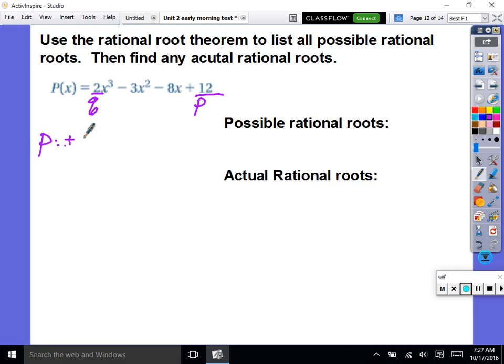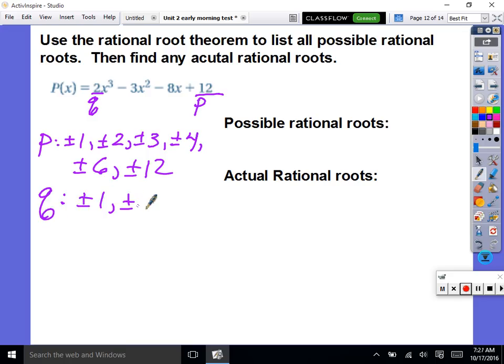Factors of P plus or minus 1. There's a lot. 2, 3, 4, 6, and 12. And then Q is plus or minus 1, plus or minus 2, right? Do all P over Q's, list out P over Q. That would be possible, right? Then actual, wouldn't we just put it in our calculator and then test it using synthetic division, everybody? Now I look for whole numbers.